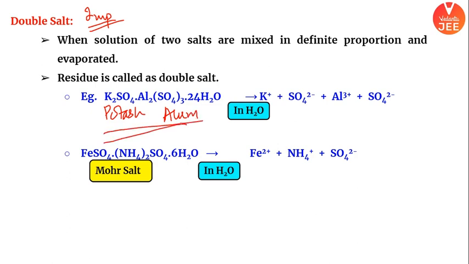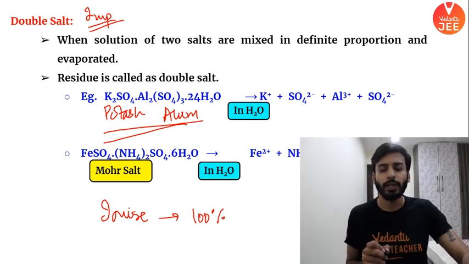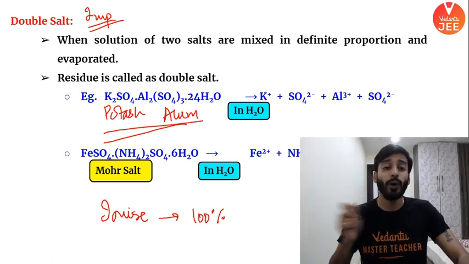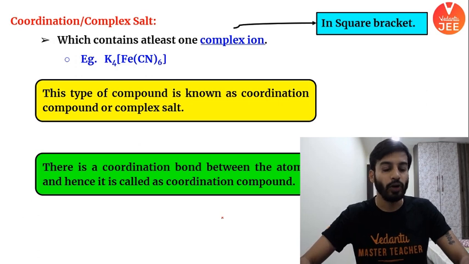When you dissolve potash alum in water, it is going to furnish all the ions. So this double salt can be broken down into simpler ions. Same for Mohr salt. It will break down into simpler ions. 100% it will ionize. I hope the point is clear. Does everyone understand my point? It will ionize 100%. All right, moving on.